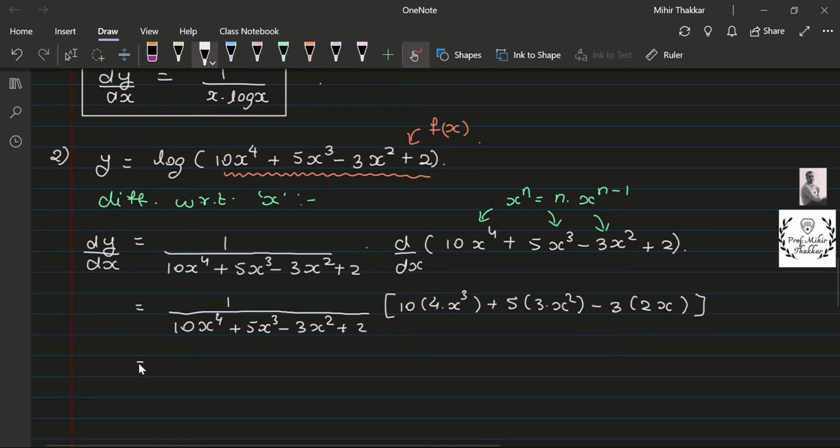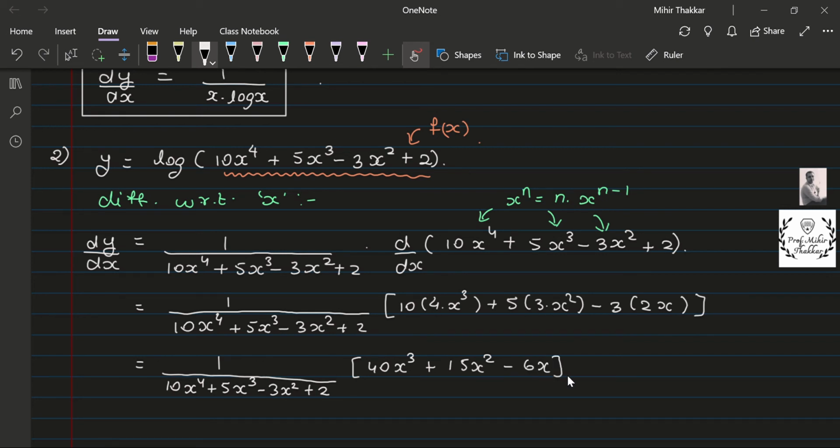So now, once again, copy down the entire term outside the bracket: 10x raised to 4 plus 5x cube minus 3x square plus 2. And this over here: 40x cube plus 5 into 3, 15x square, minus 6x. That is your final value for dy by dx.